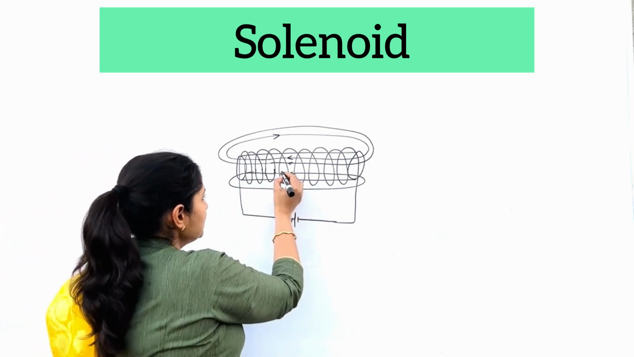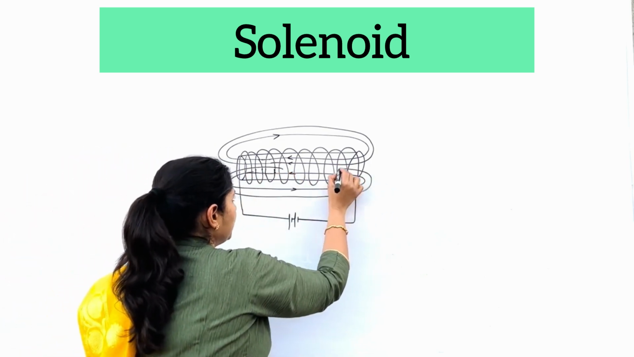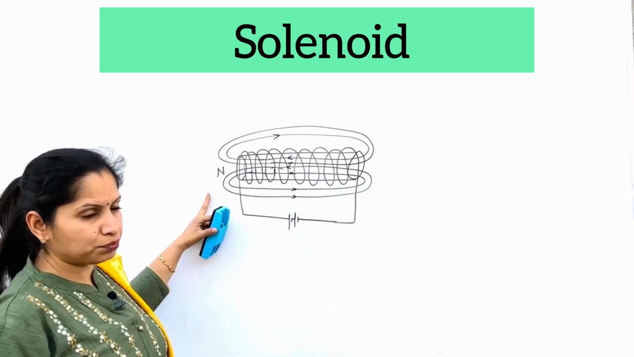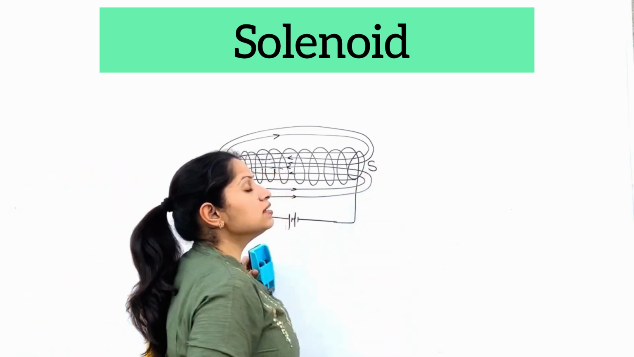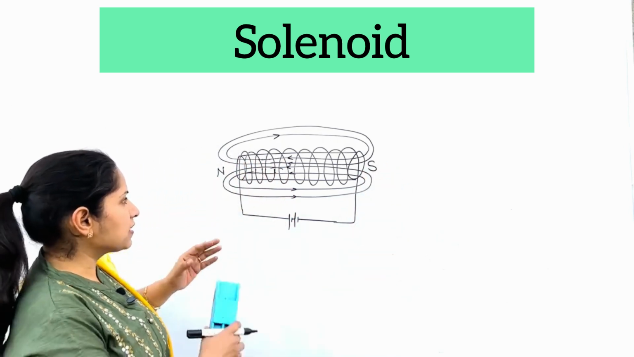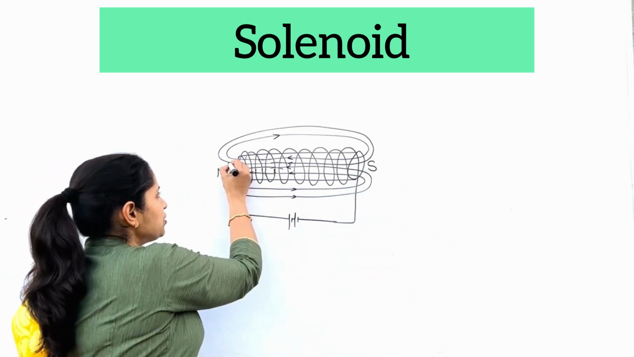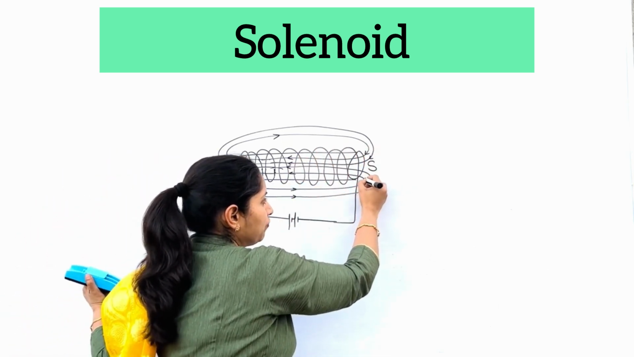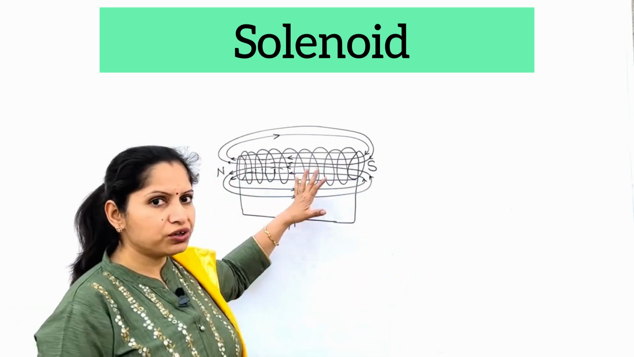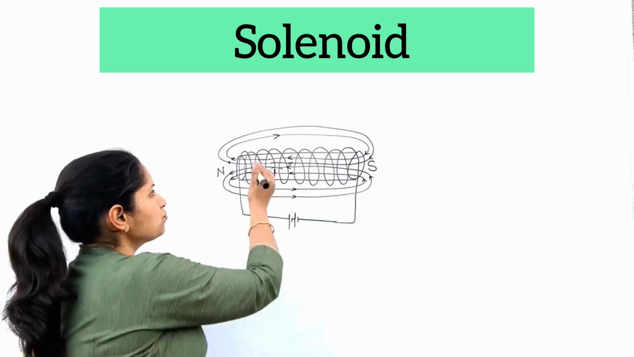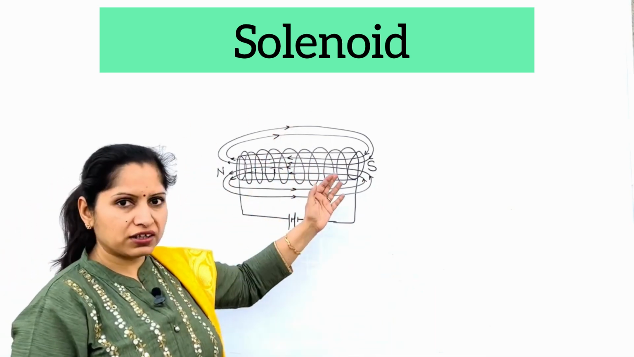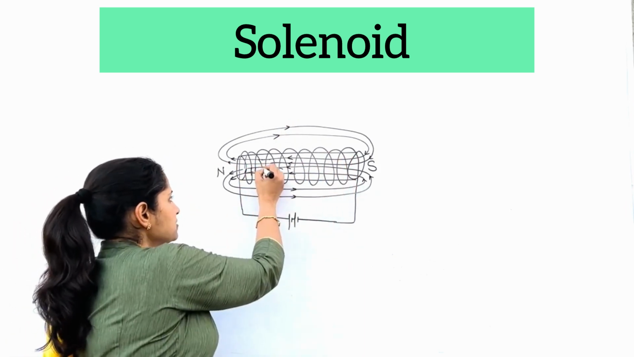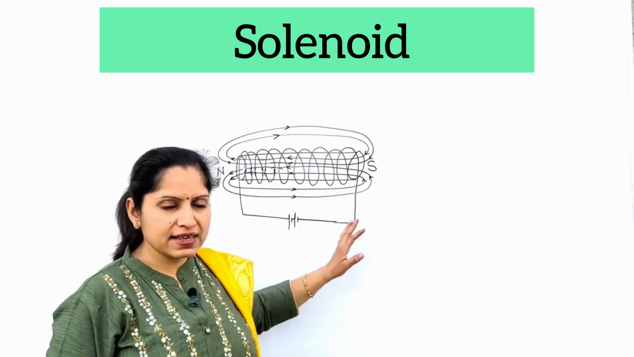So in the case of this solenoid, you can say this part of the solenoid is the north pole and this part of the solenoid is the south pole, because all the magnetic field lines are coming out from the north pole and entering into the south pole. Whether it is a bar magnet or a solenoid, the direction of magnetic field lines is always north to south outside the solenoid or bar magnet, and inside they are from south to north. Okay, it got erased. South to north inside the solenoid.